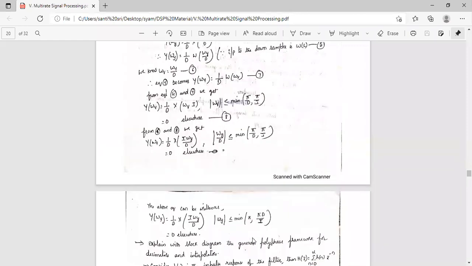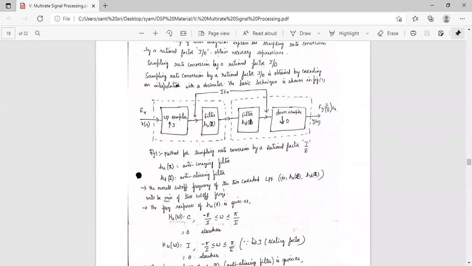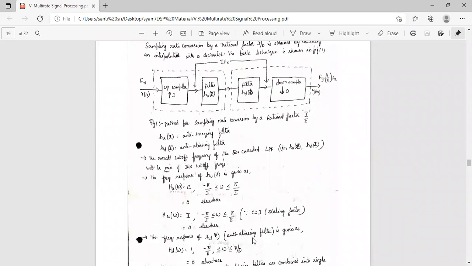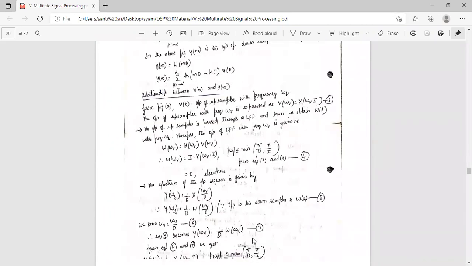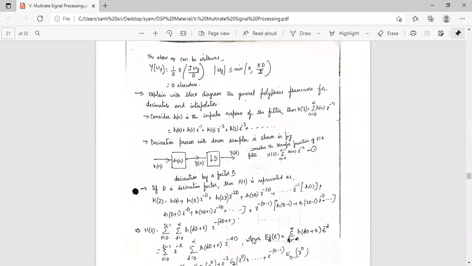This is nothing but sampling rate conversion by a rational factor I by D and its expressions. Let's explain the block diagram of the general polyphase framework for decimator and interpolator.